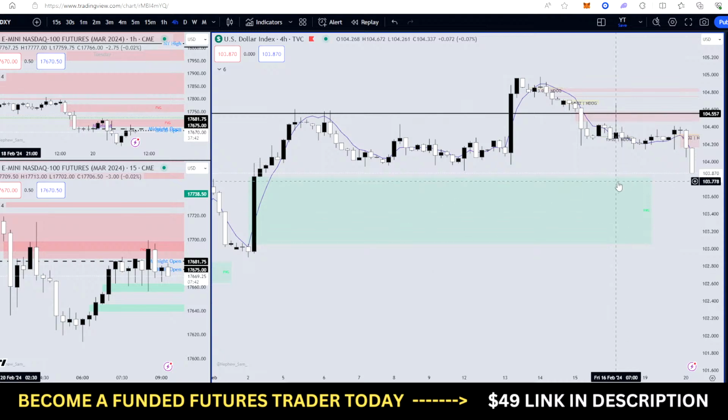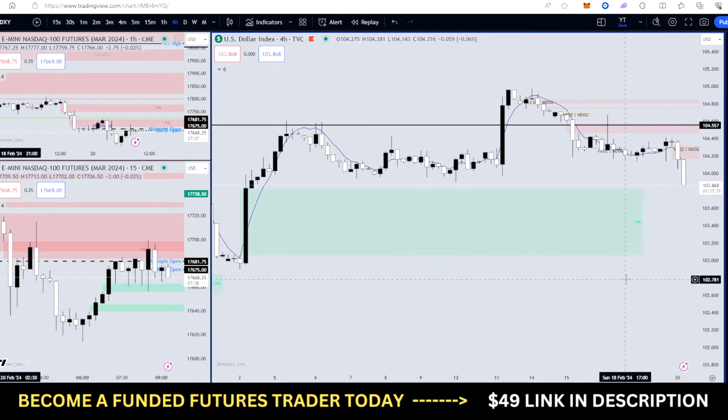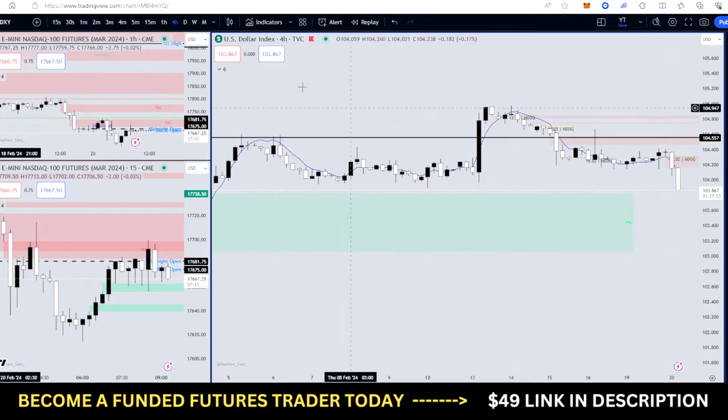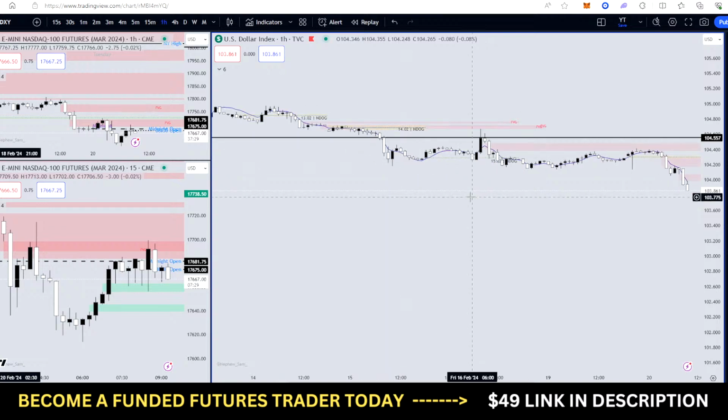But this is a pretty large area, so it may sit there all day or bounce back and forth all week. So we'll continue to pay attention to those levels on the dollar and also pay attention to the dollar selling off, at least temporarily.